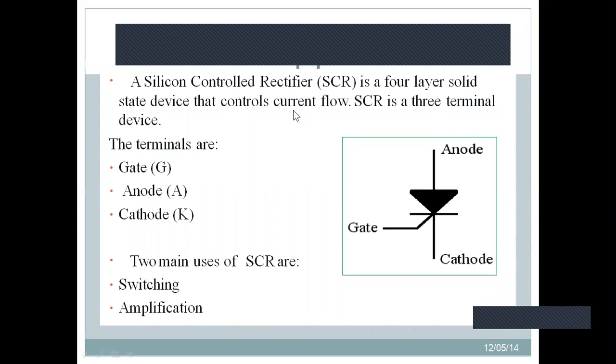If I want less current or more current, I can control it. Okay, and how this can be done we will see one by one.